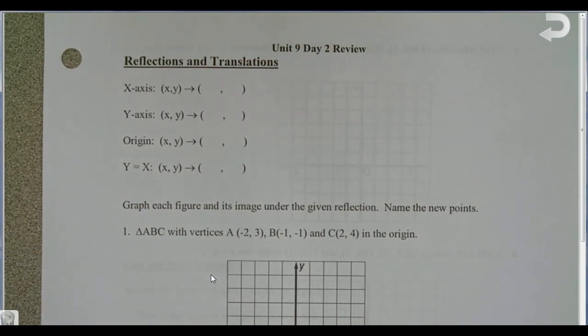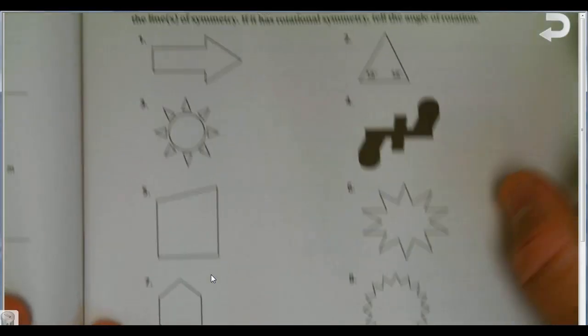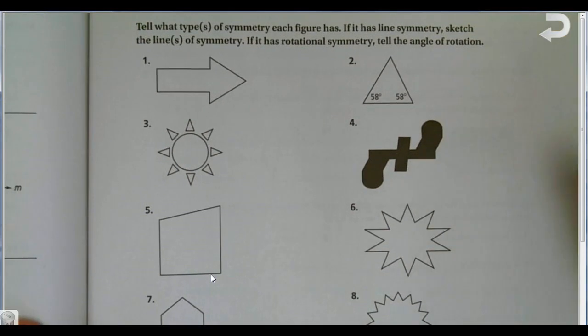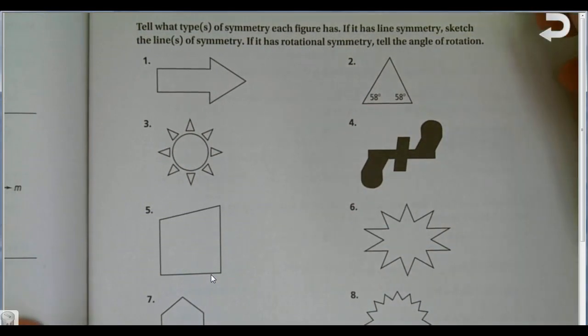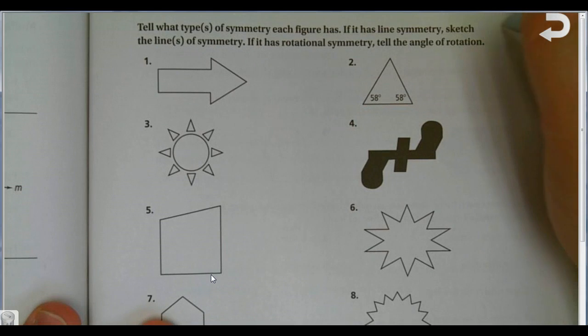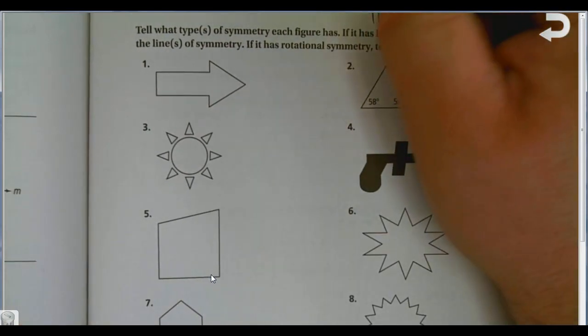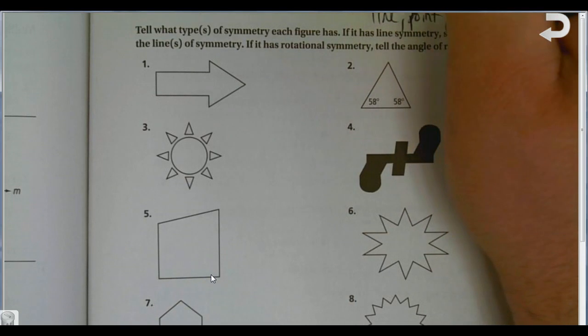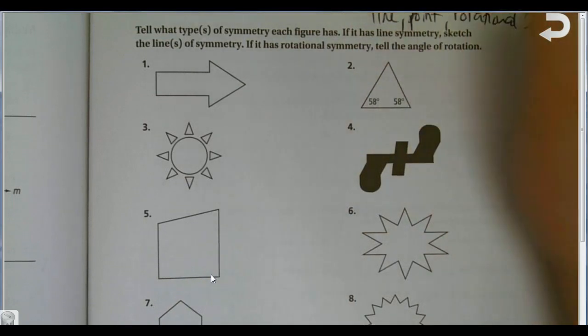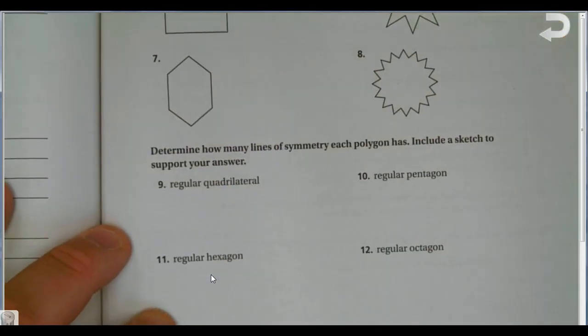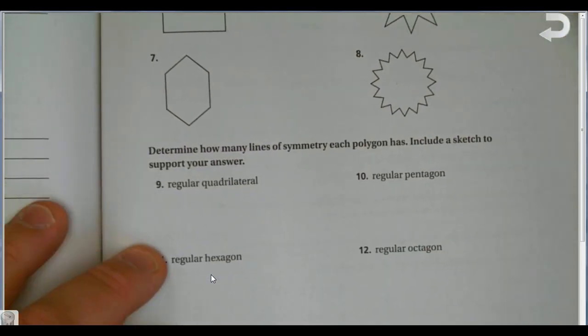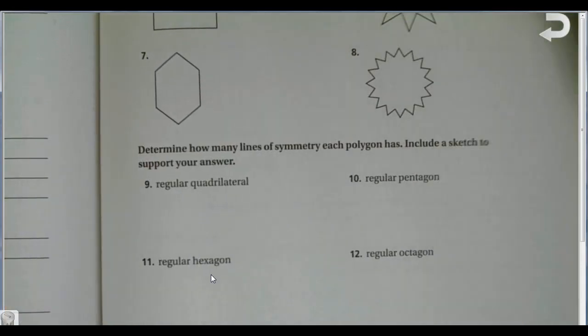So when we go to 235, on 1 through 8, you're going to say, does it have line symmetry? Does it have point symmetry? So you're going to do the same thing we did before: line, point, and then does it have rotational symmetry? Okay. 9 through 12, it just says, how many lines of symmetry? They're all regular, so it's pretty easy, based on what we talked about before.